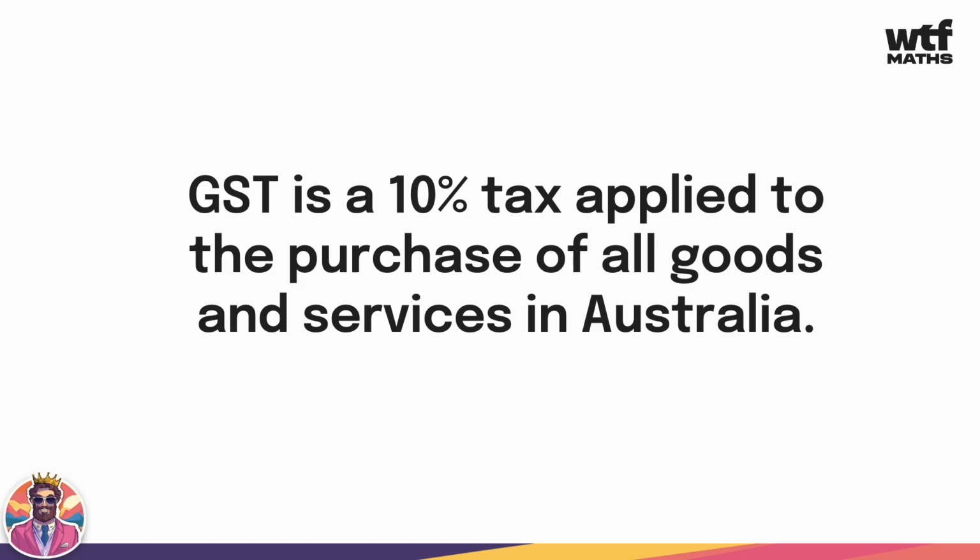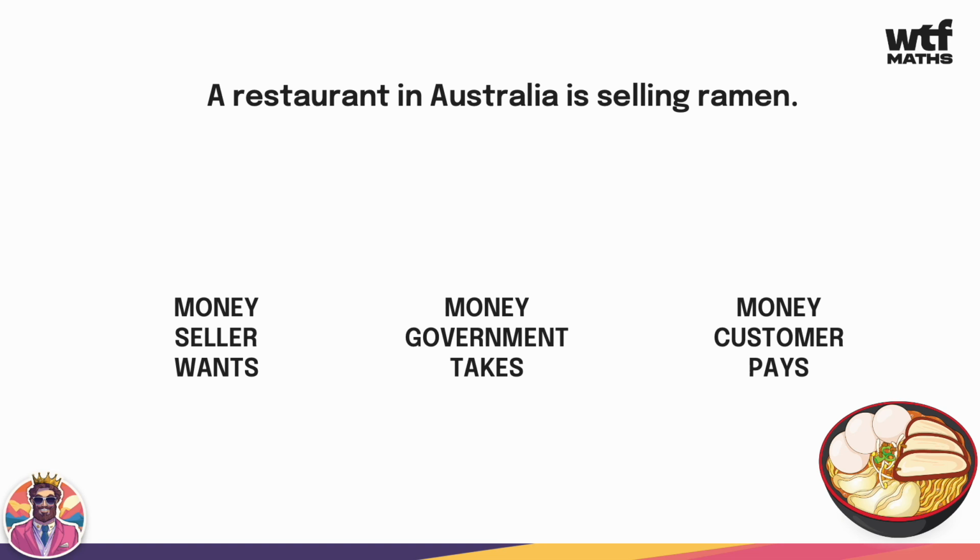So if you buy any product or you hire anyone to do any service for you, there's going to be a 10% fee or a tax that goes to the government. GST works something a little like this.